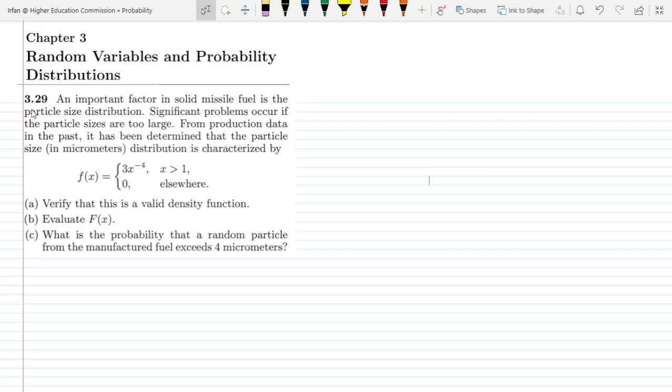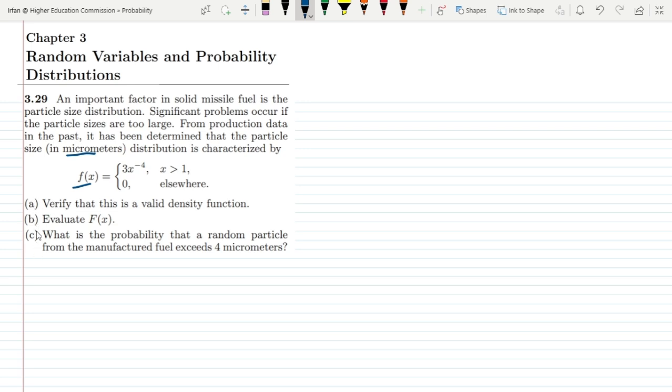So this is question 3.29 of chapter 3, and the statement of it is: an important factor in solid fuel is the particle size distribution. Significant problems occur if the particle sizes are too large. From production data in the past, it has been determined that the particle size in micrometers distribution is characterized by f(x) = 3x^-4 for x greater than 1 and 0 elsewhere. Okay, so what do we have to find out on the basis of all these data?